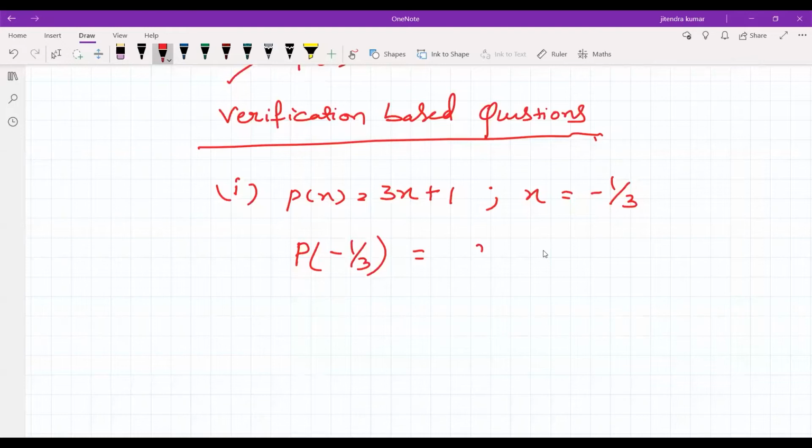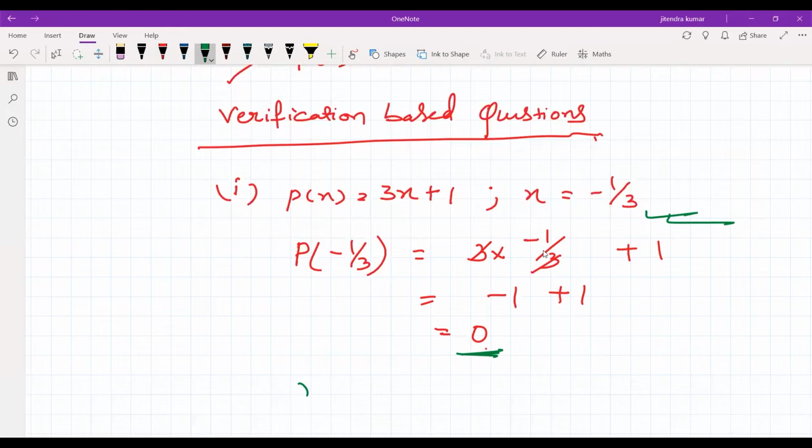So p(minus 1 by 3) will be equal to 3 into minus 1 by 3 plus 1, and if you solve it, 3 will get cancelled. So we will have minus 1 plus 1, and that is equal to 0. So we can see here that p(minus 1 by 3) is equal to 0. It means we are getting p(x) equal to 0 at this value. So this value, that is x equal to minus 1 by 3, is a zero.